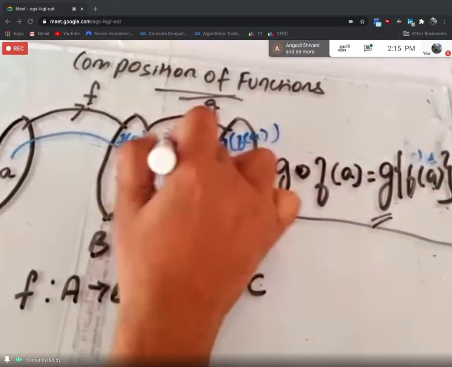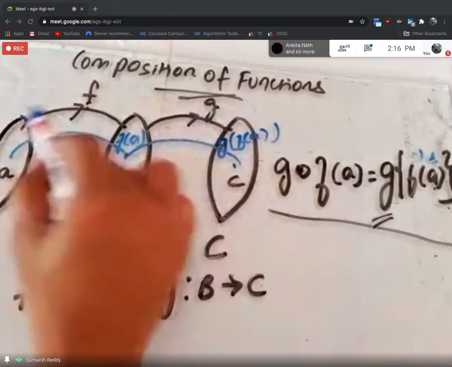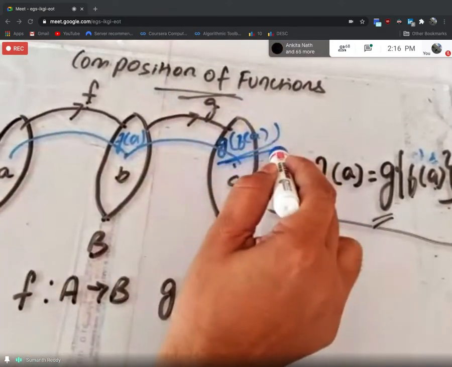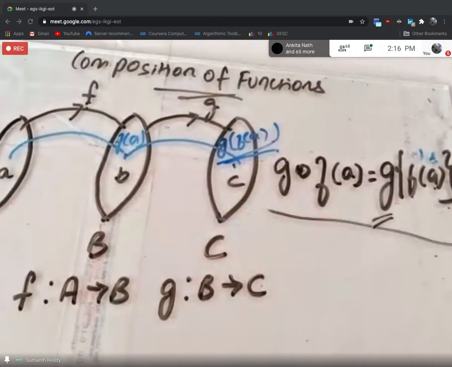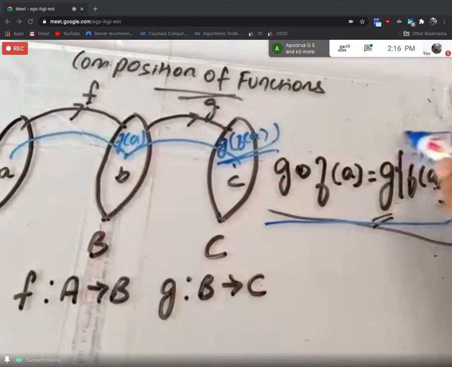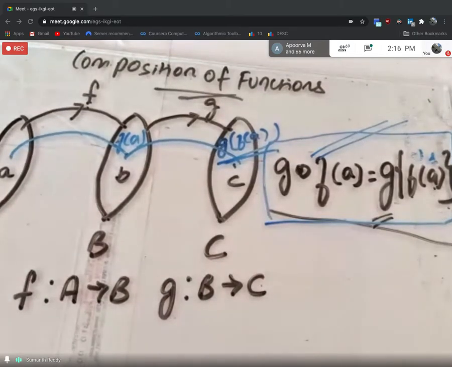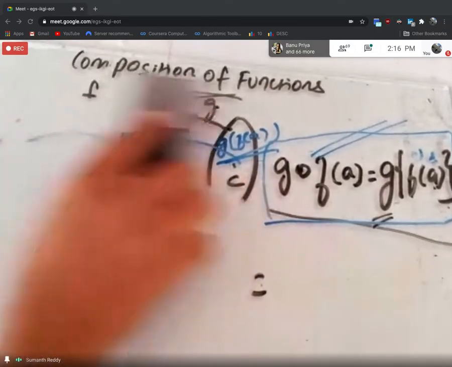Now I think the definition of the composition of functions is clear. So G composition of F will be equal to G applied upon F of A, right? I'll just repeat: G composition of F of A is given by G applied upon F of A. So this is the definition for composition of functions. You will understand this better when we solve more problems on this. Let me start with the problems here.